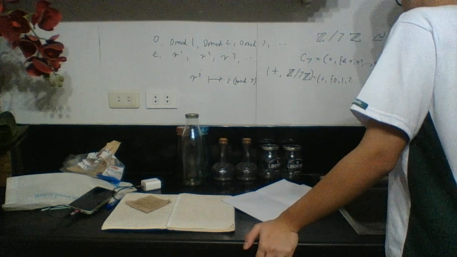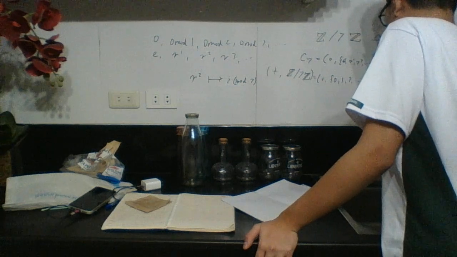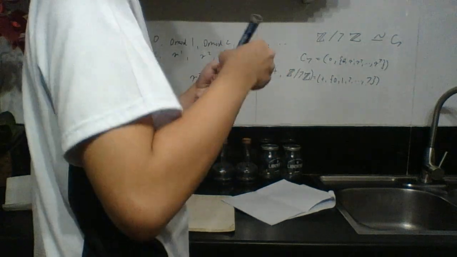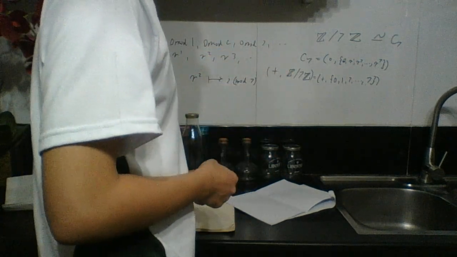I'm gonna make it more compact and say just 2 and then ... up to 7. This is an isomorphism. An isomorphism is inherently a bijection. And this is a bijection because every element here has a one-to-one mapping.